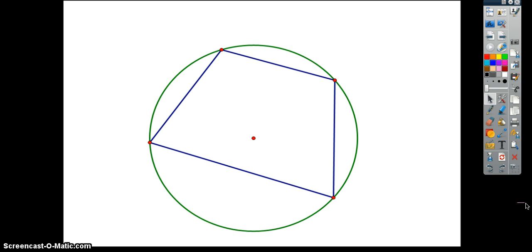Anytime a shape is inscribed in a circle, it means that each of the vertices is on the circle. If a circle is inscribed in another shape, it means each of the sides of that shape is tangent to the circle. So it means something slightly different, but pretty much it's touching each part one time. So this is a quadrilateral inscribed in a circle. It's got 4 sides. It's not necessarily any special type of quadrilateral.